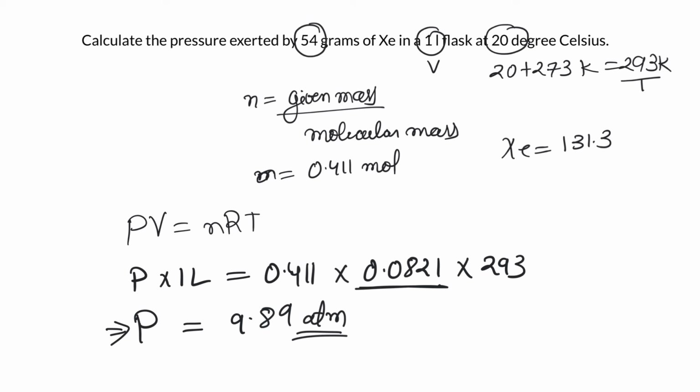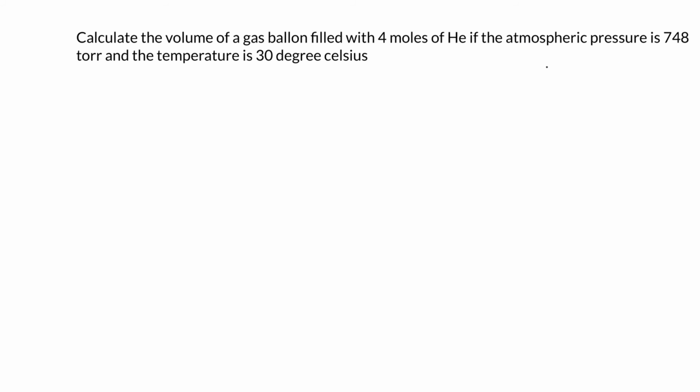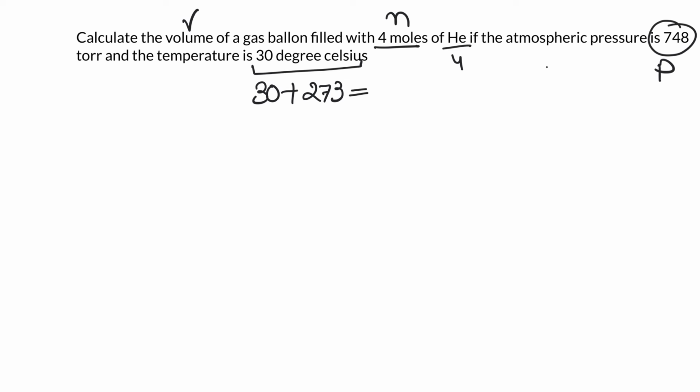Now, let us get a little bit better at this by solving one more question that would definitely help us. Now, calculate the volume. So, you do not know the volume of a gas filled with 4 grams, you know the mass, 4, of helium, atmospheric pressure, that is P, temperature 30. So, 30 plus 273, that comes to be about 303 Kelvin, right.